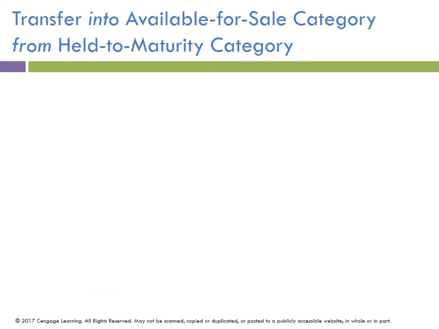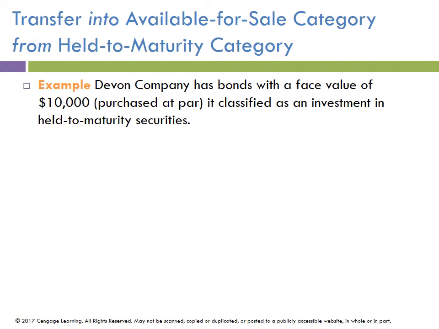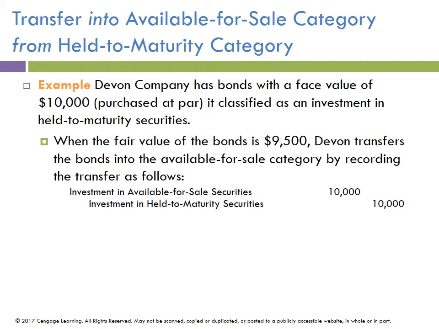Transferring into available for sale from held to maturity. Devon has bonds with a face value of $10,000. It purchased them at par, keep it simple, and it's classified as an investment in held to maturity securities. When the fair value of the bond is $9,500, Devon transfers the bond from held to maturity to available for sale.